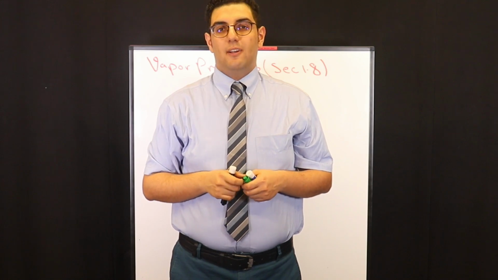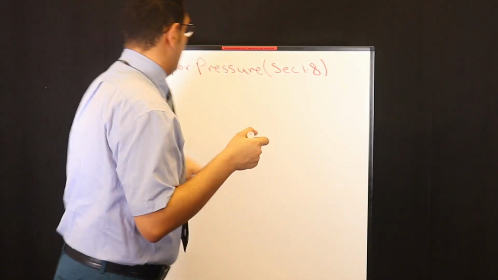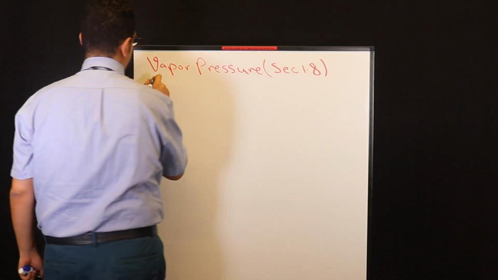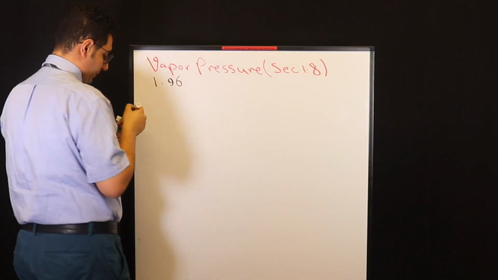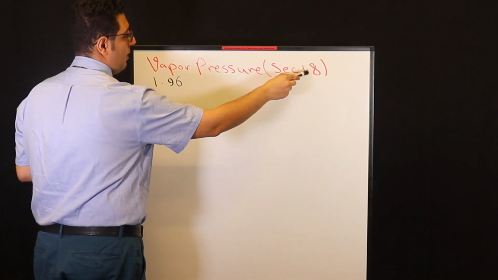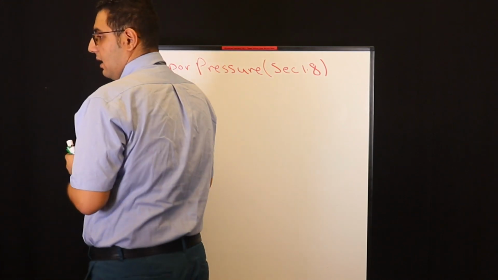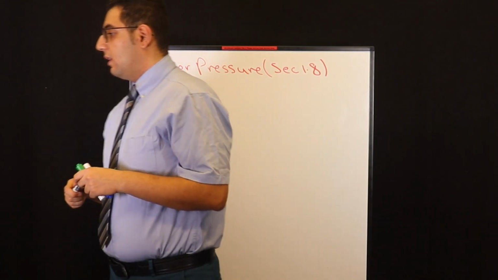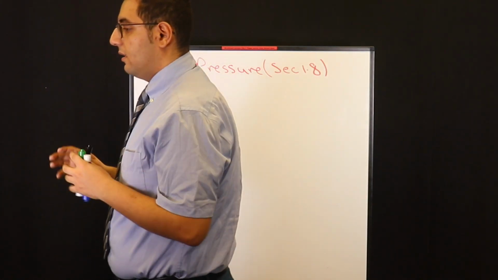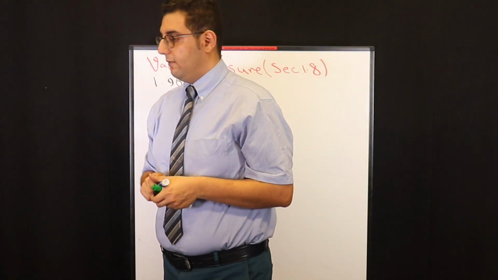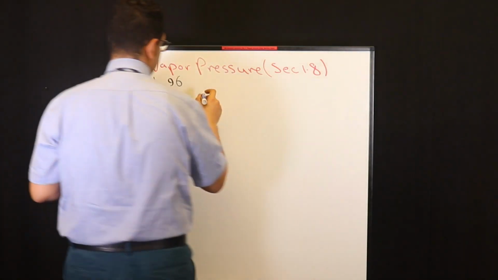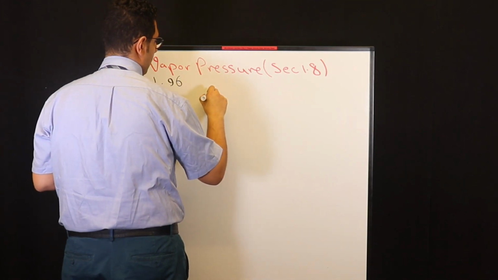Welcome guys to the third and last question. The third question number is 1.96 from section vapor pressure, section 1.8. In this question, we are going to verify the pressure exerted on a surface, which is something like that, based on the question.